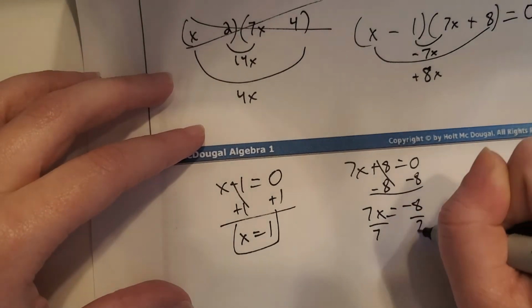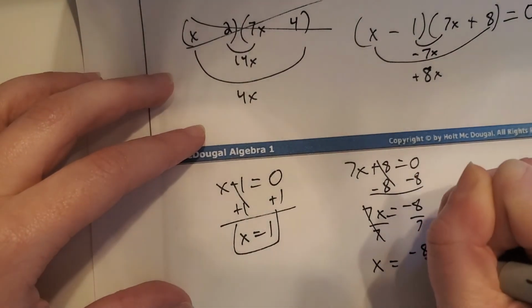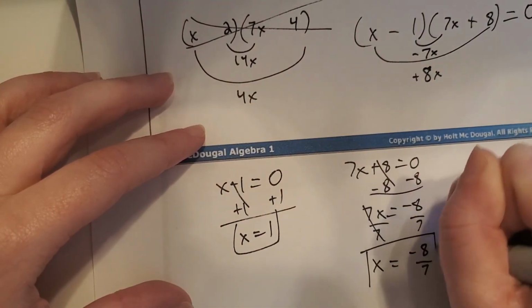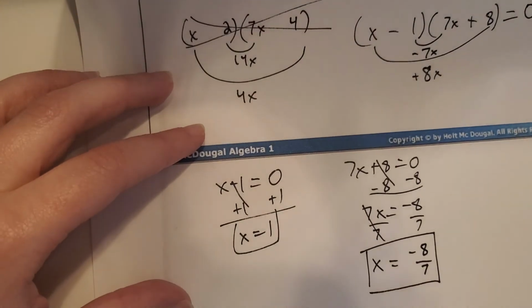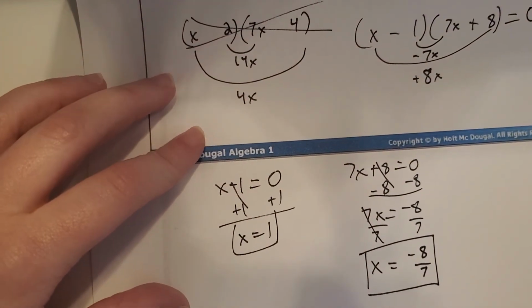Divide by 7. And again, you get a fraction. I would also say if you get something like this, in general, leave your answers as fractions. And I would say leave it as an improper fraction too. All right? And again, for time's sake, I think we're going to hold off on checking your answer.